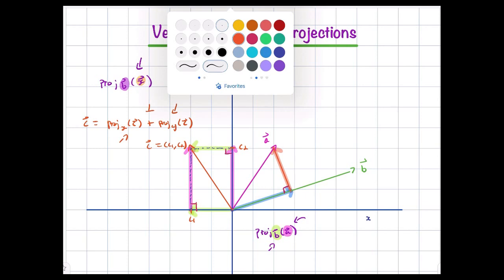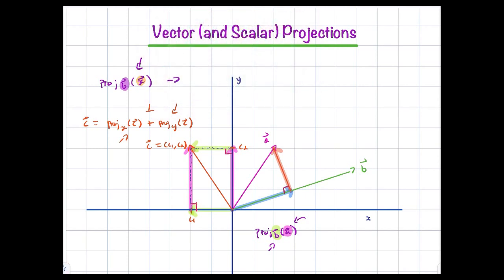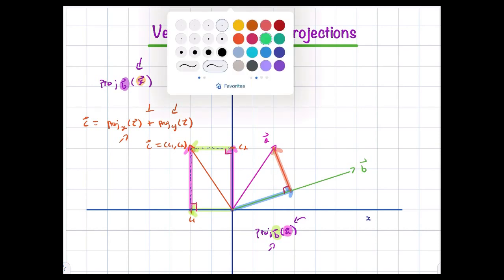We want to think about the projection of a onto b as the closest point on b to a. The way to think about this is, and I don't want to use that color because it doesn't show up very nicely.